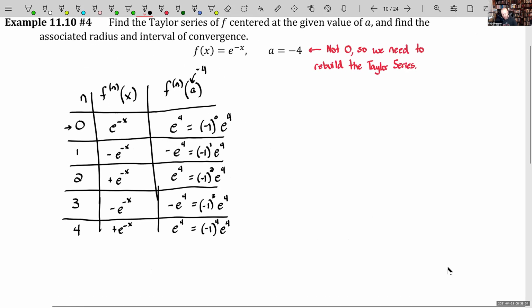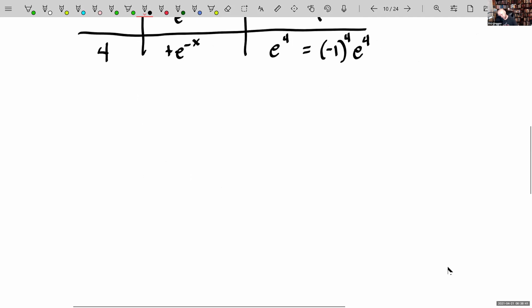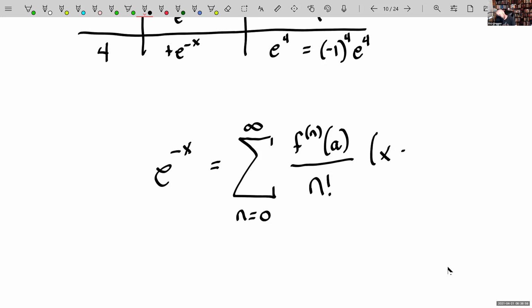So the Taylor series of e to the negative x centered at negative 4 is the following. Summation n equals 0 to infinity of the nth derivative evaluated at a over n factorial times x minus a to the nth. All I'm doing is writing the Taylor polynomial formula first so that you can see where I'm getting everything.